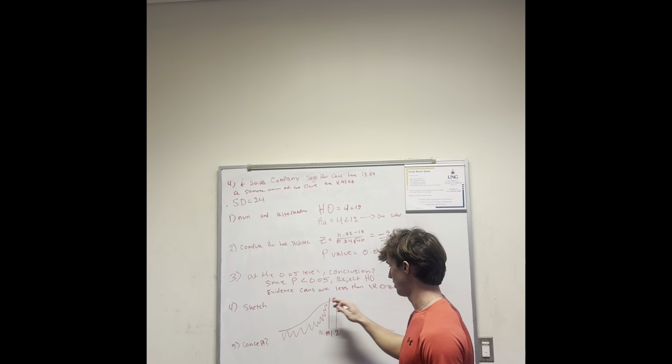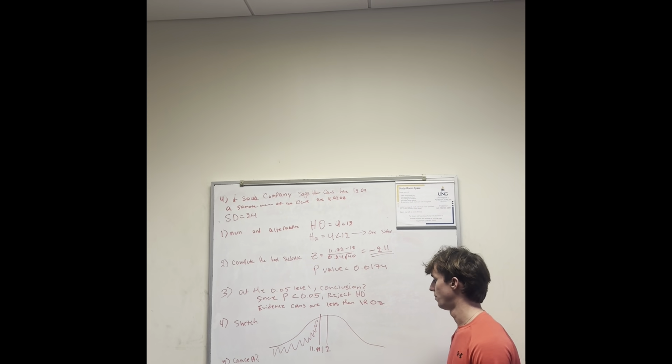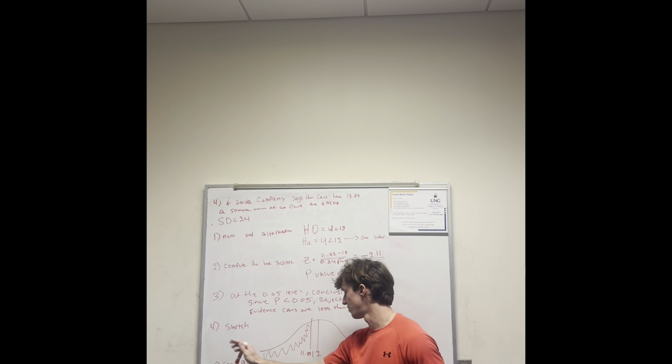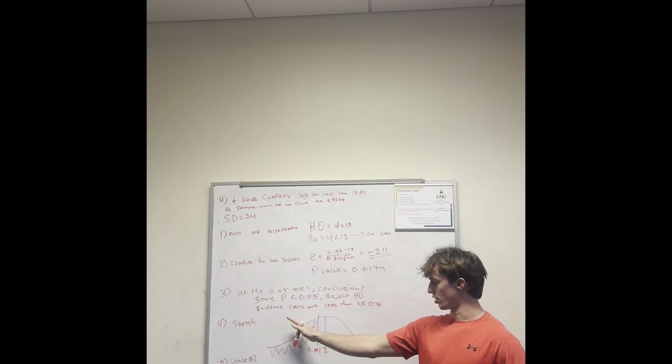Number 4 asks us to sketch a bell curve and show the significance of this question. So we sketch this here. We have 12 because that's our sample mean. We're just going to shade to the left of that right here, so this is what's shown.